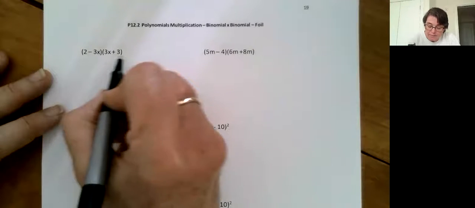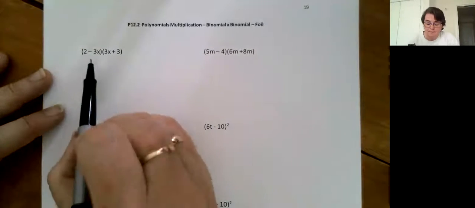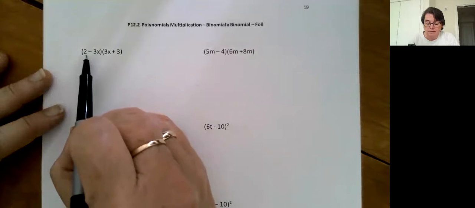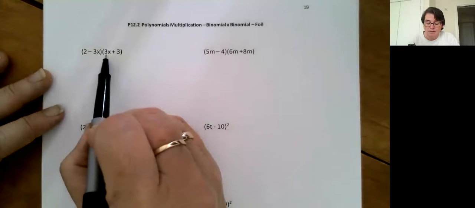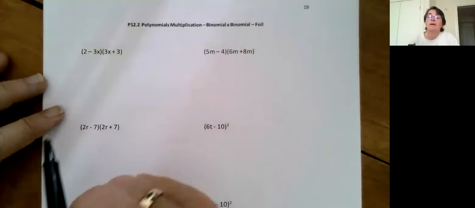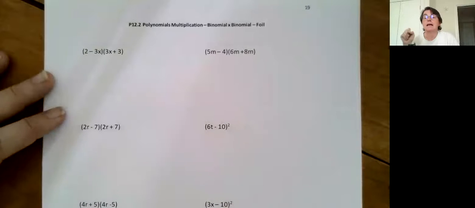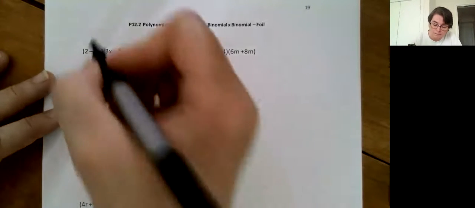All right, I'm looking at this one. First thing I'm thinking, that's kind of wonky. It's got the 2 in the front and the 3x. And normally we have the variable in the front and the number in the back. Not a big deal. We still do it exactly the same, but my brain is saying, pay attention. Something might be a little weird here.